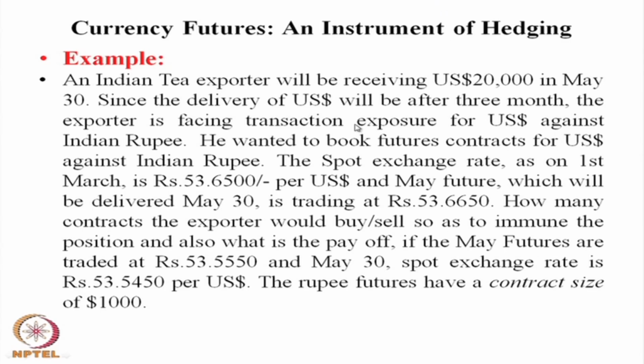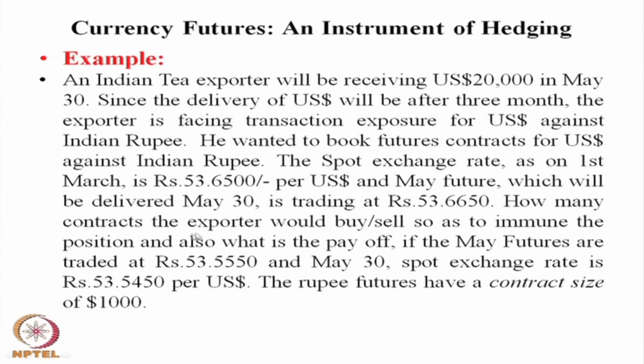So, the exporter wanted to immune his position by purchasing a future contract. He wanted to book a future contract for US dollar against Indian rupee. The spot exchange rate as on 1st March is 53.6500, and May futures, that is, May futures in the month of March, price is 53.6650.